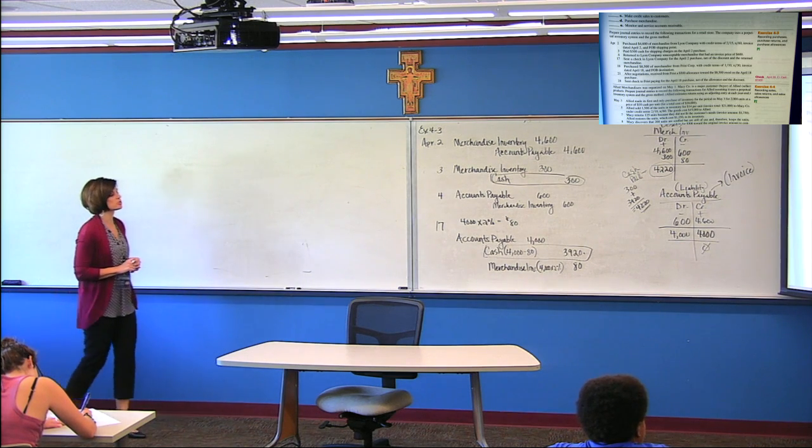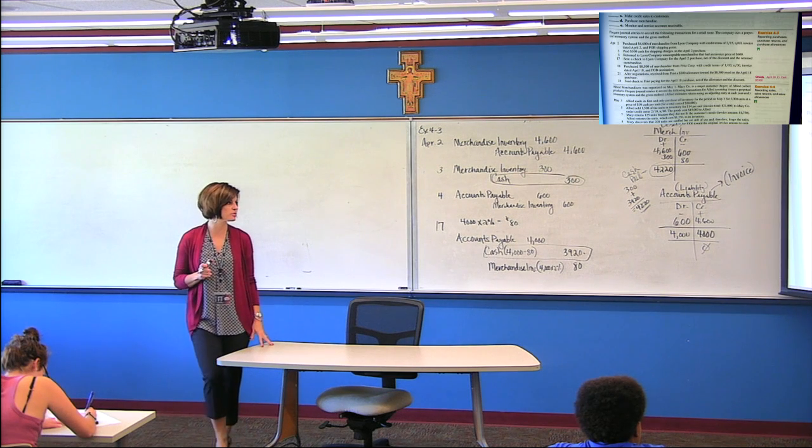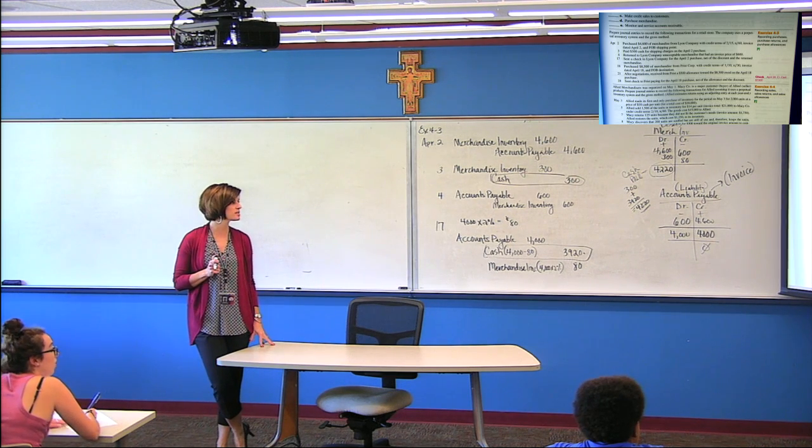So April 18th, purchased $8,500 of merchandise from Frist Corporation with credit terms of 1/10 net 30. Invoice dated April 18th, and FOB destination.